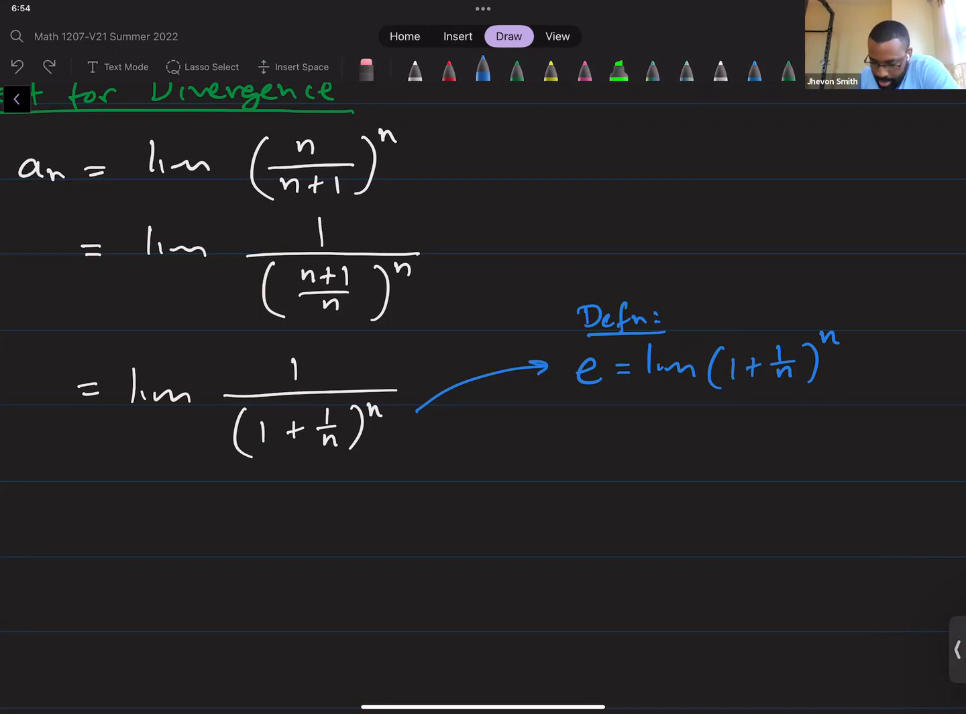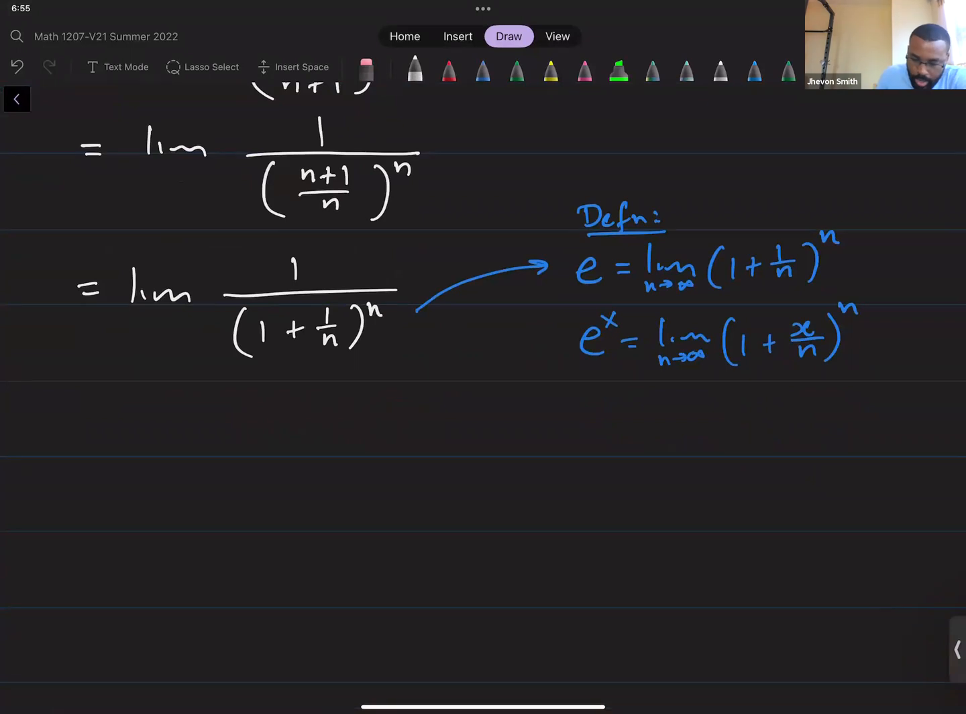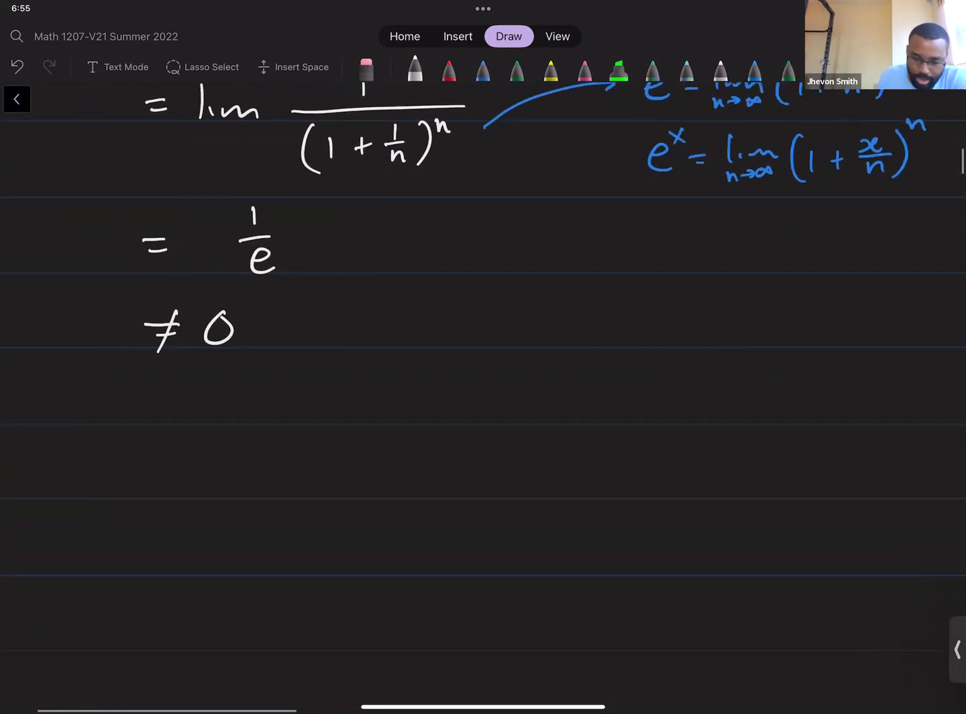You can generalize this to know that e to the x is just where there's an x in this position here, right? So e to the 1 is the limit of 1 plus 1 over n to the n. e to the x is the limit as n goes to infinity, of course. I should specify it here. We don't have to specify it for sequences, but here we can specify it. So these are definitions for e. So you can know that this limit here goes to 1 over e. And by the way, that's not 0. So you can say the series diverges.